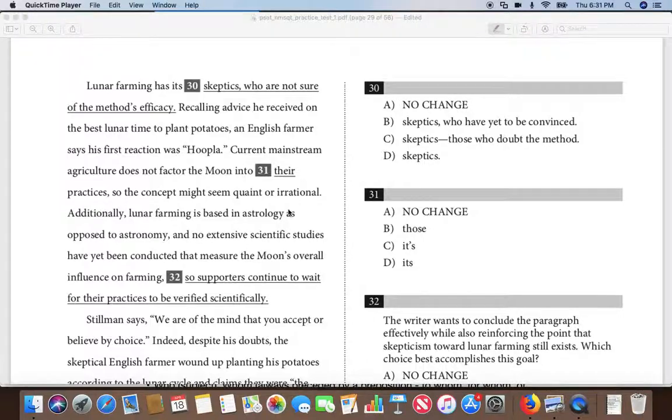All right, welcome back. We're just coming back from a little break. This is SAT Writing and Language Crash Course Day 2, Part 2. And we're on PSAT Practice Test Number 1 on the Writing and Language section.